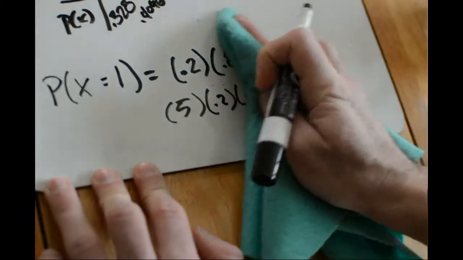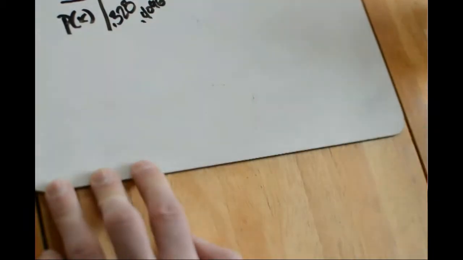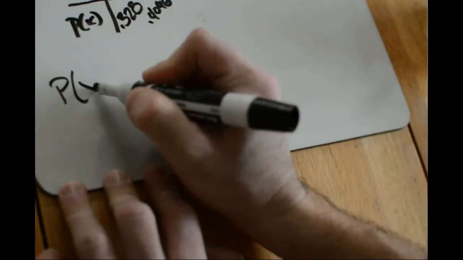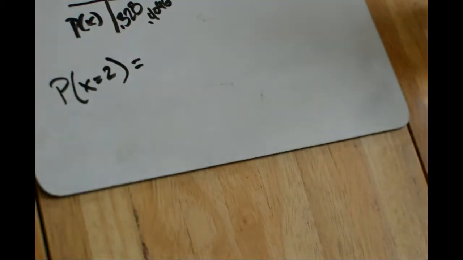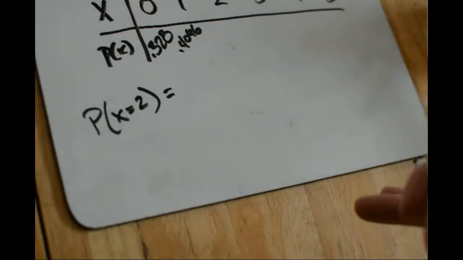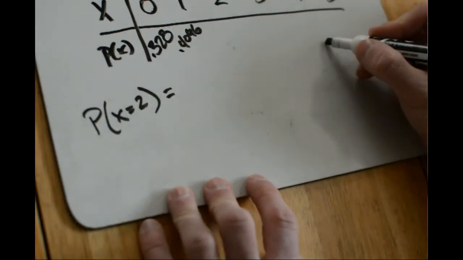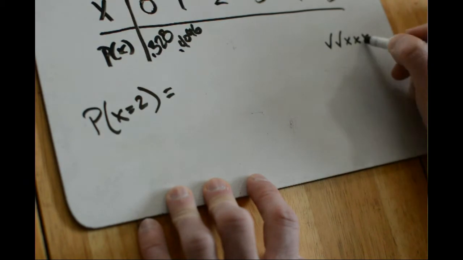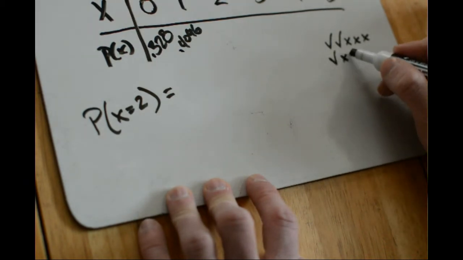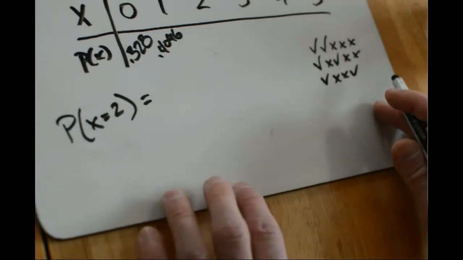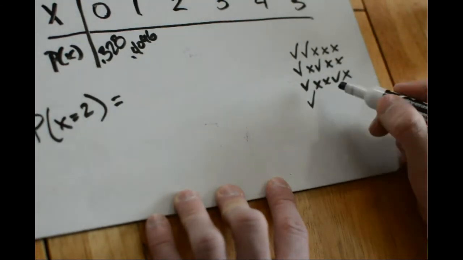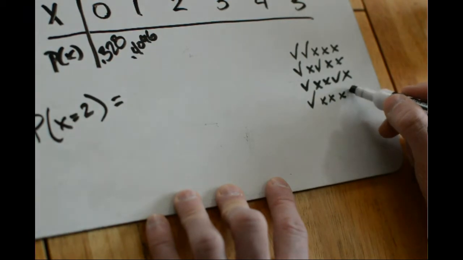Alright, now what if we take a look at the probability that x is equal to 2? Well, let's think about how many ways we could get exactly 2 questions right. We could get the first 2. We could get the first one and the third one. Get the first one and the 4th one. The first one and the 5th one.